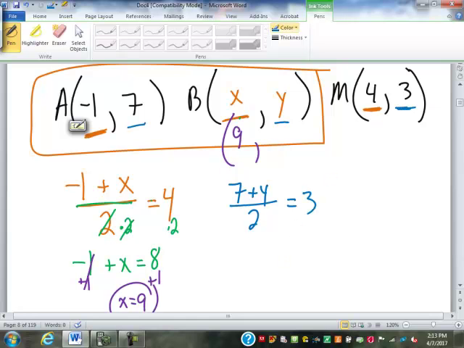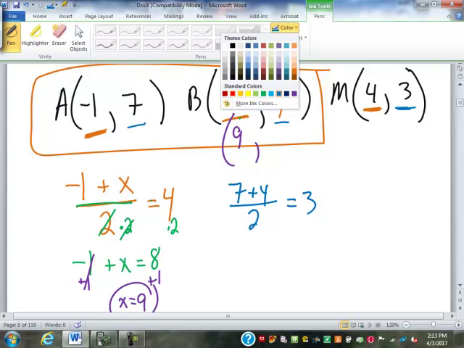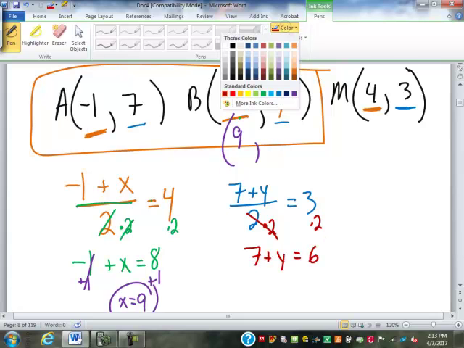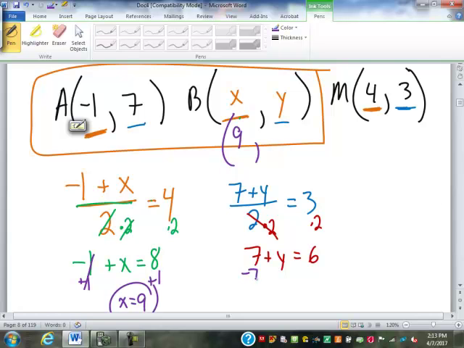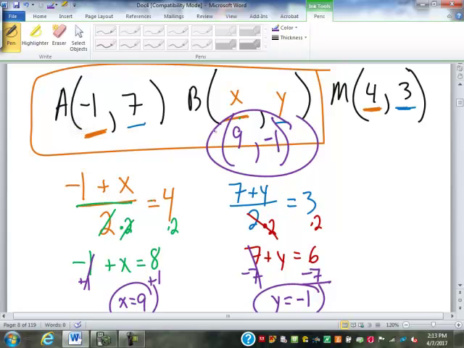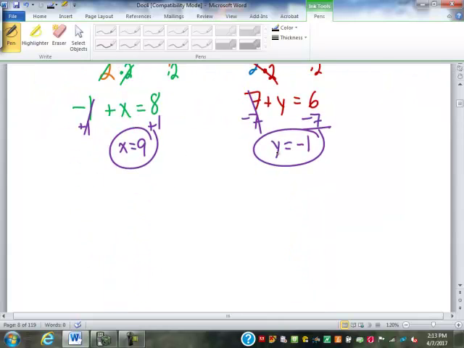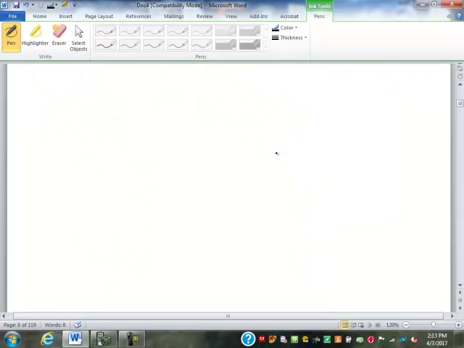3. Good. The y-coordinate of our midpoint. So now our first step here is going to be to do what? Multiply by 2. So 7 plus y equals 6. And then? Subtract the 7. Good. So y equals 6 minus 7 is? -1. So the y-coordinate is -1. So that other endpoint was 9, -1.